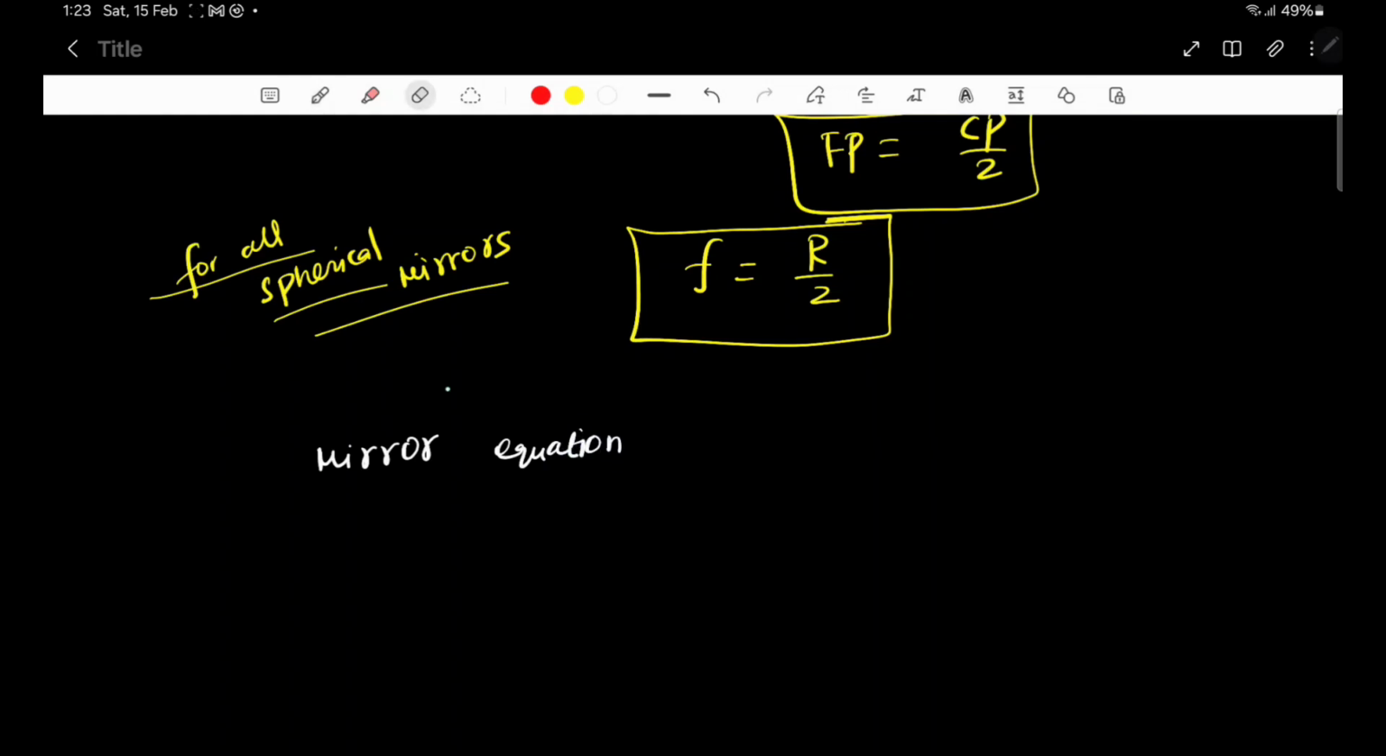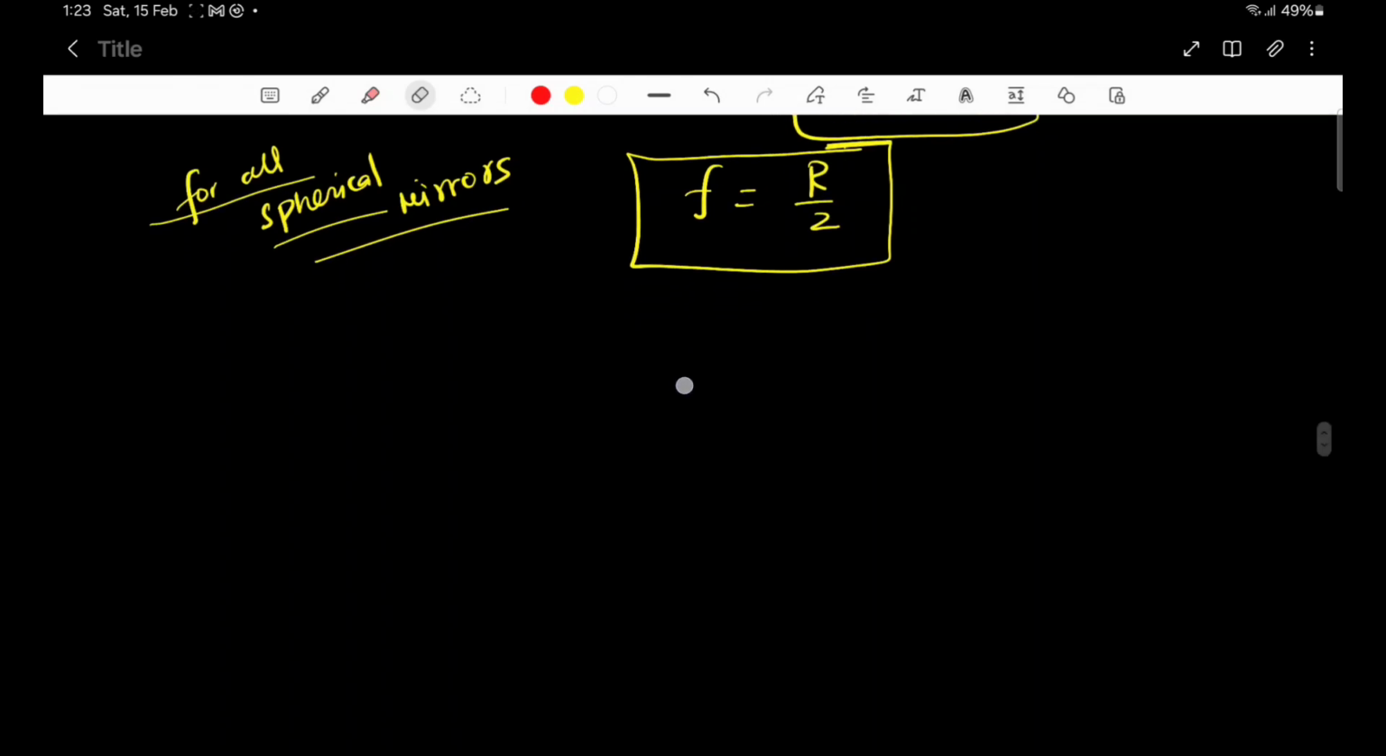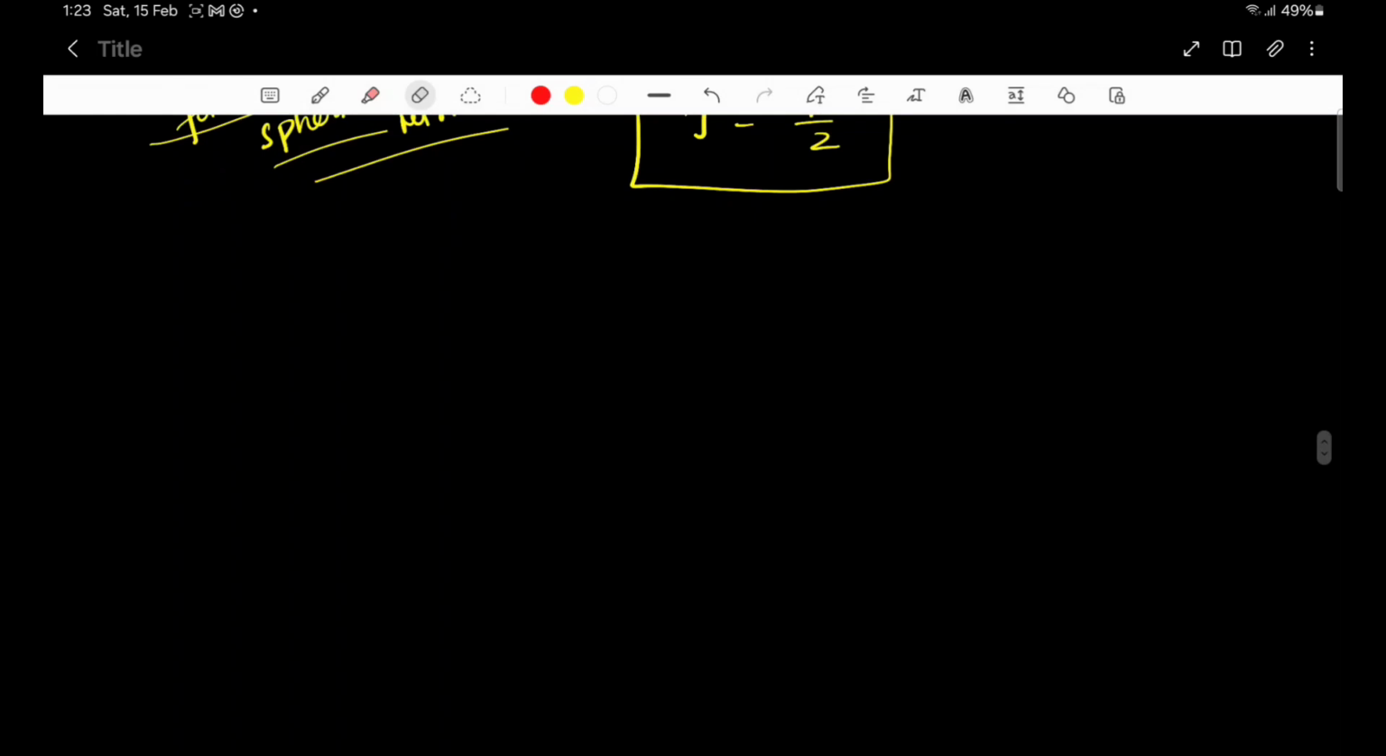Before discussing the mirror equation, I just want to introduce the ray diagram of the concave mirror and convex mirror. After discussing the ray diagram, it's better to analyze the mirror equations. It's better to derive the mirror equation afterwards. First we start with the image formation diagram. Before discussing the image formation diagram, I will tell you the rules for image formation diagram.